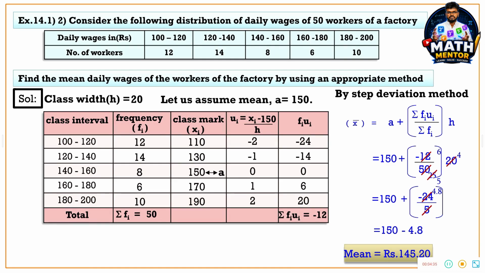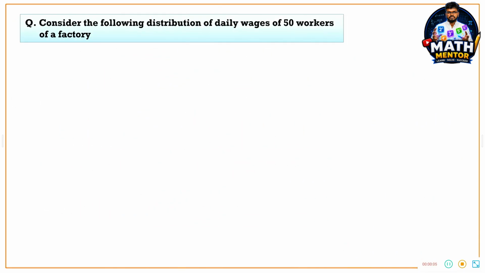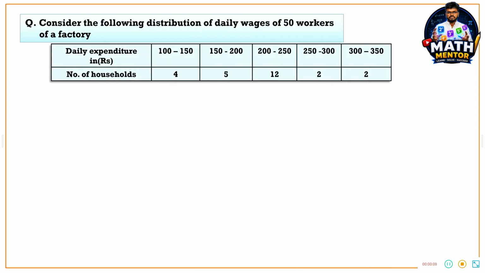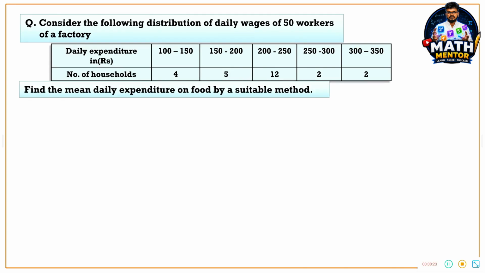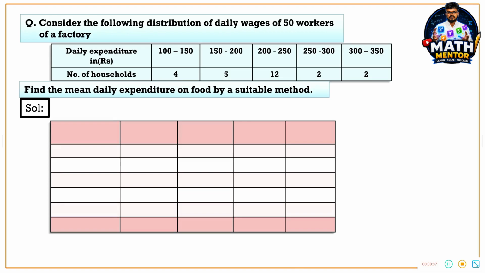Okay, so we'll go to the second question for today's video. Consider the following distribution of daily expenditure of households. This is the given table: daily expenditure in rupees, number of households. Find the mean daily expenditure on food by a suitable method. So what we need to find is the mean daily expenditure on food. We can use any method of our choice, but today we are going to use the step deviation method.